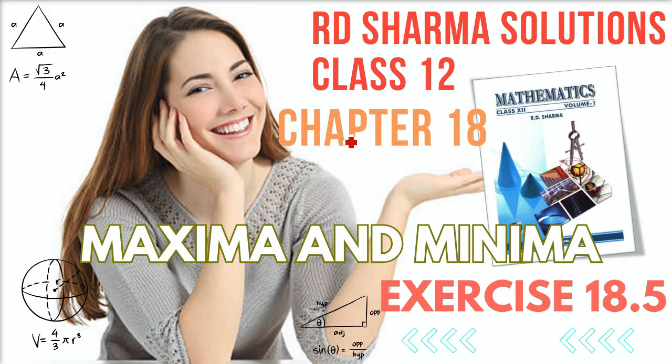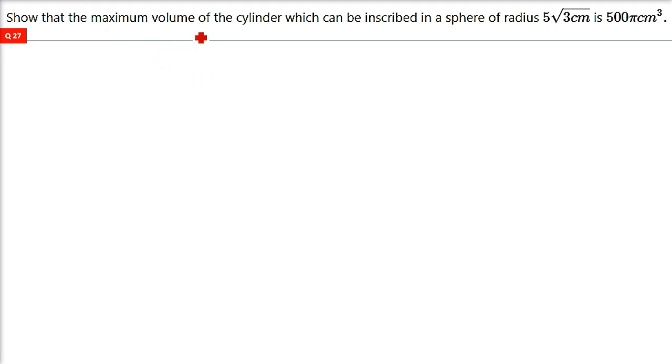This is R.D. Sharma Solution Class 12 Chapter 18 Maxima and Minima. Exercise 18.5: Show that the maximum volume of the cylinder that can be inscribed in a sphere of radius 5 root 3 centimeter is 500 pi centimeter cube.